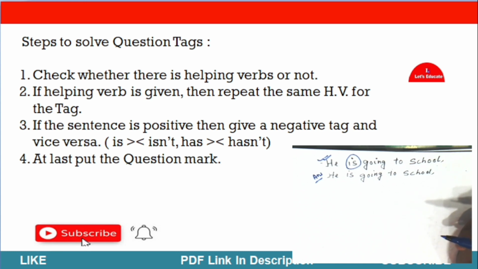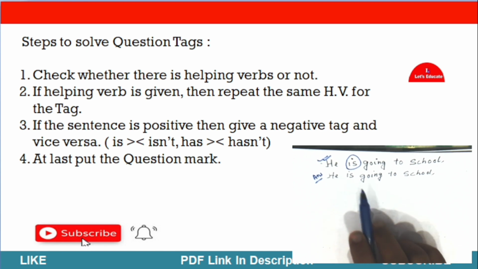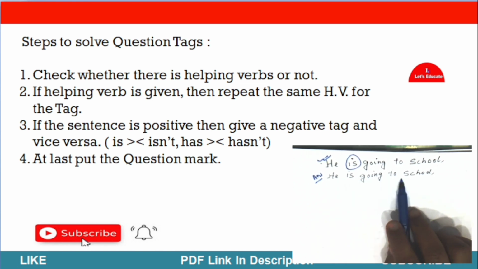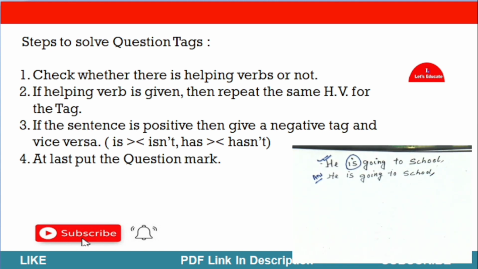Here I have written, okay, the correct way to solve a question tag is that you have to write once again the question in your answer paper. Like this, I have written, he is going to school. After that, I have put a comma. Okay, comma. Then what is the next step?